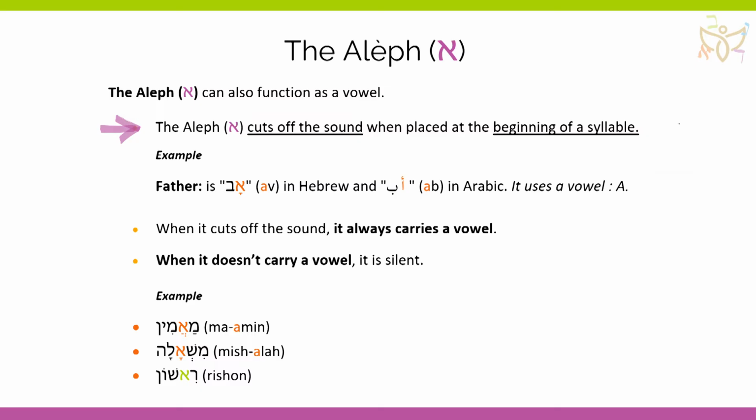It cuts off sounds when placed at the beginning of a syllable. Yes, but in that case it must be specified that it always carries a vowel, because when it does not carry one it is considered silent. And to clearly illustrate this, here are some examples. Doran, can you pronounce them so we can hear a correct pronunciation?